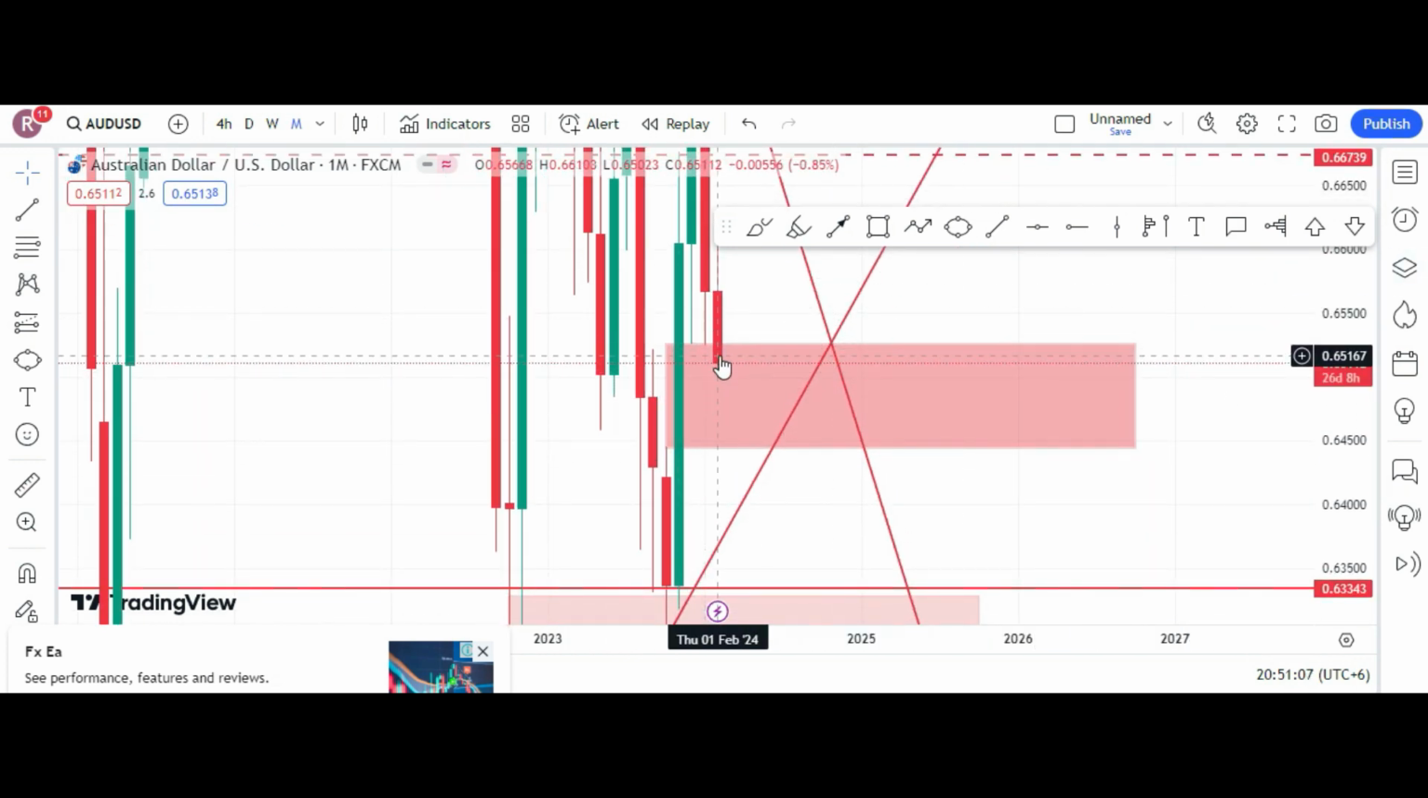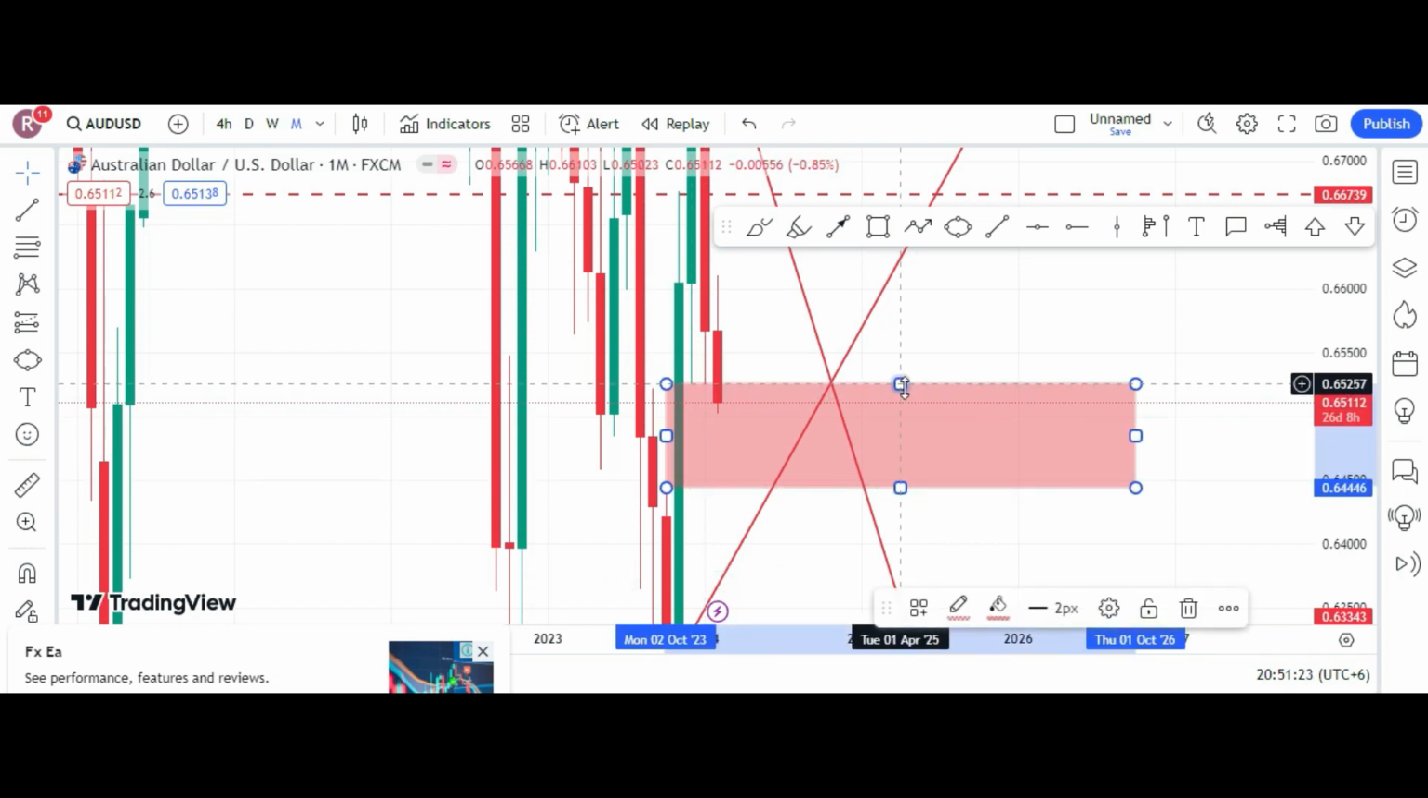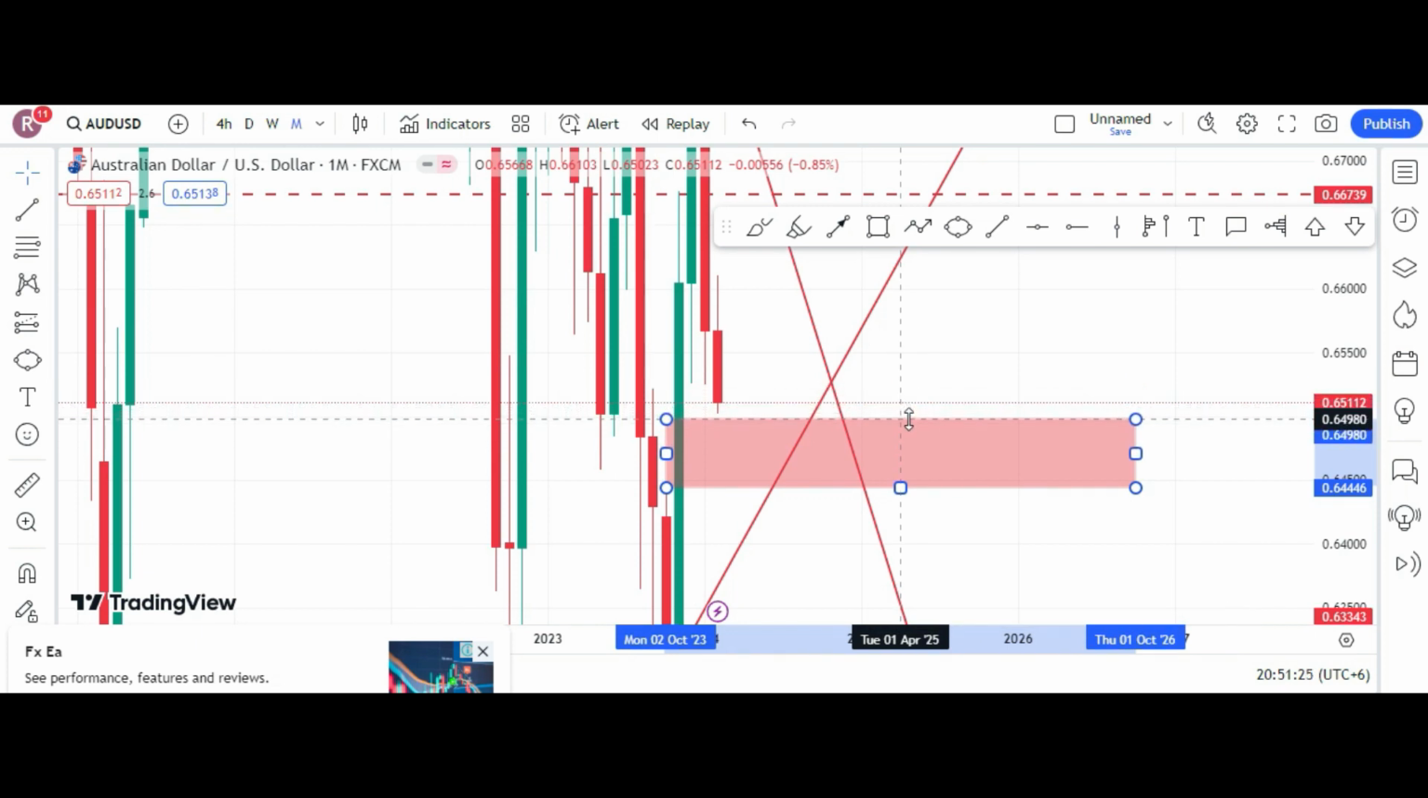So before this candle appeared on Thursday, starting from here, moving up and coming down to the current position on Friday, the end of the trade session of the week, the imbalance was here. But now the imbalance has been taken out a little, and currently it is here.